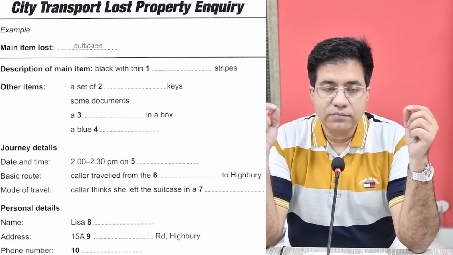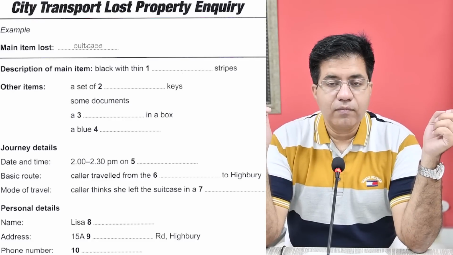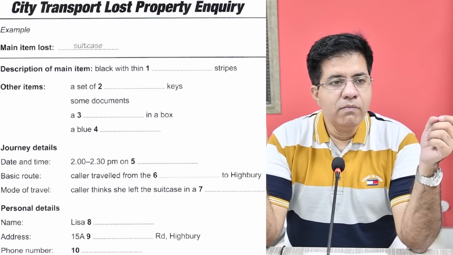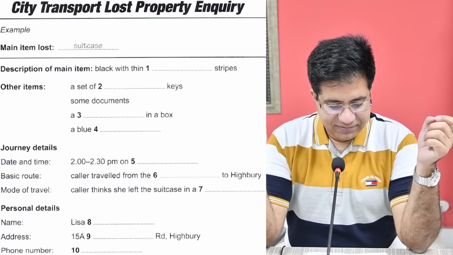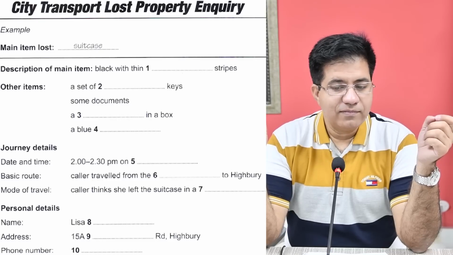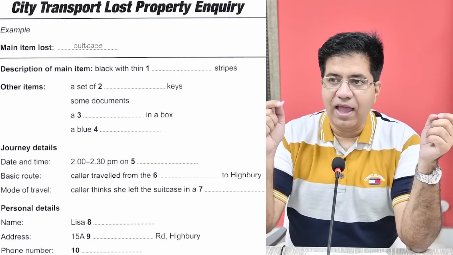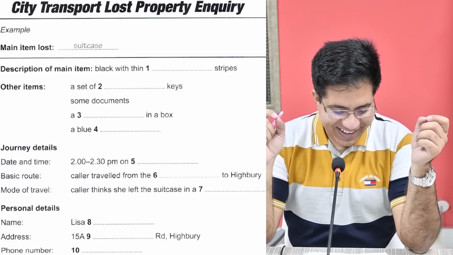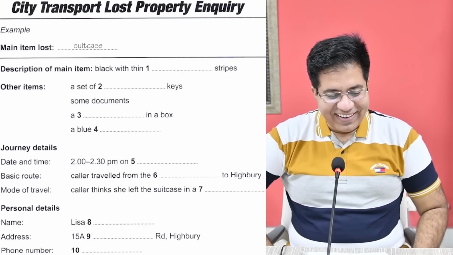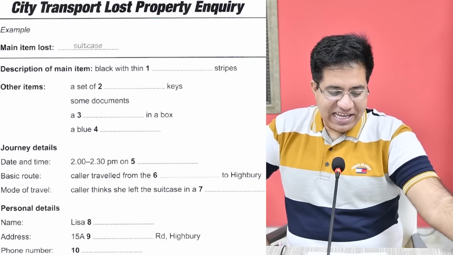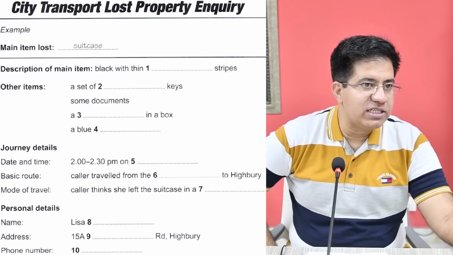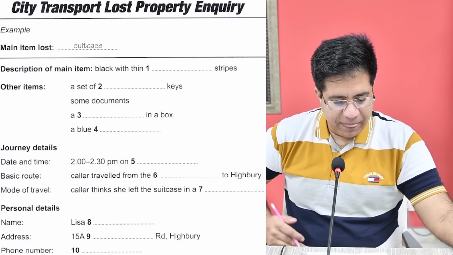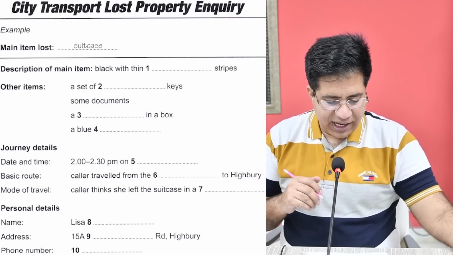Well, I need your personal details now. Can I have your full name, please? Yes, it's Lisa Doherty. I'll spell that for you. D-O-H-E-R-T-Y. Thank you. Yeah, exactly. Okay, so how do you spell? D-O-H-E-R-T-Y. Very good. Lisa Doherty.